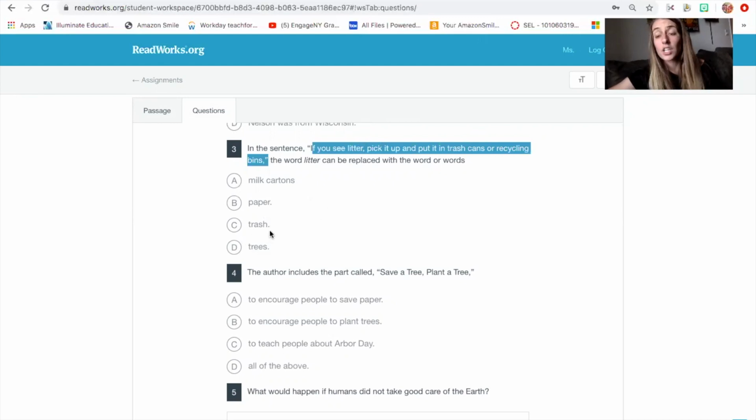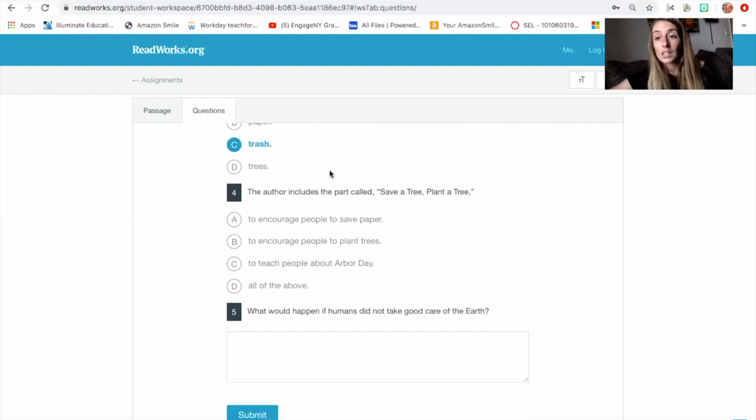C says trash. Trash is what I was already thinking the answer is, so I think that's my best answer so far, but let me read the last one. D, trees. That doesn't make sense at all, so I know that's not correct. So I think the answer is trash, but I'm going to double check by switching the word litter for trash in the sentence and seeing if it still makes sense. If you see trash, pick it up and put it in trash cans or recycling bins. That does make sense, so I'm going to click C.